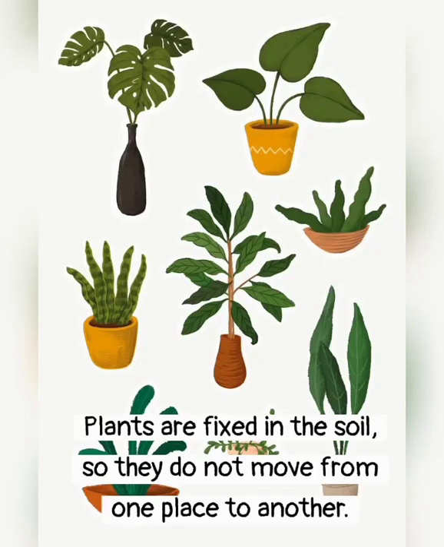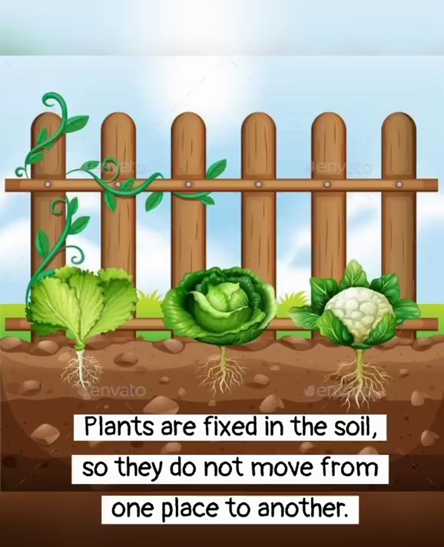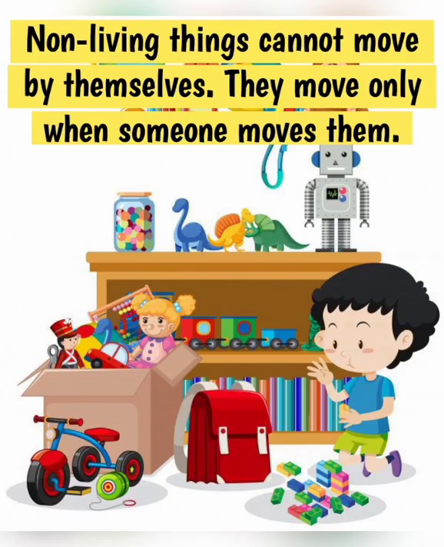However, most plants do not move from one place to another as they are fixed in the soil. These plants need not move from place to place because they do not have to search for their food. They can make their own food. Alright? Non-living things, on the other hand, cannot move by themselves, like your toys, your house, stones, chairs, etc. They move only when someone moves them.